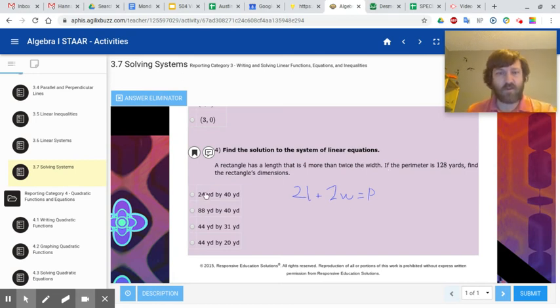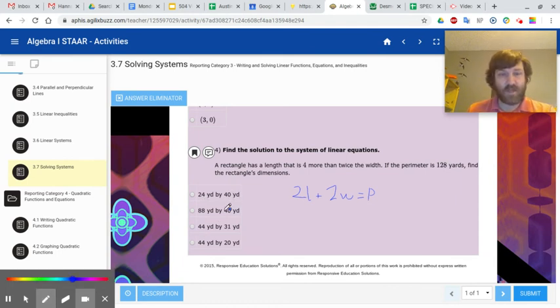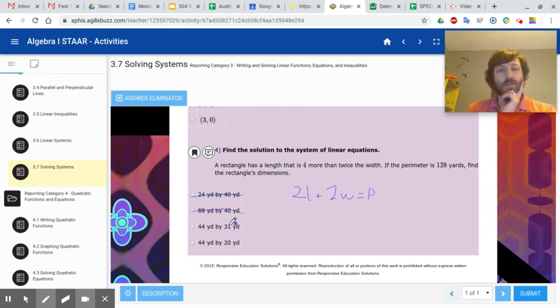For instance, in the first one, 24 yards times 2 is 48, plus 4 is 52. So we're already too big for this one. We can see that can't be the answer because it doesn't meet the requirements. It says 4 more than twice the width. So 40 is the smaller one, times 2 is 80, plus 4 is 84. That doesn't meet the requirement. Next one, 31 yards times 2 is 62. We're already too big. 44 is too small.